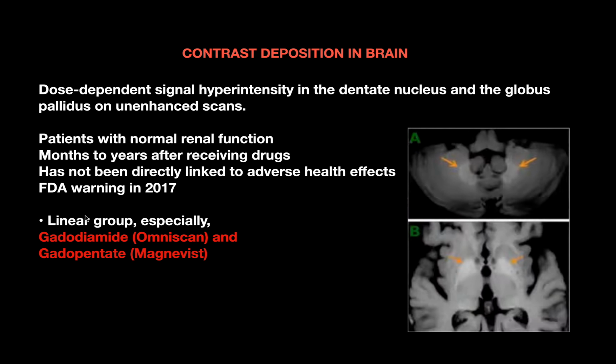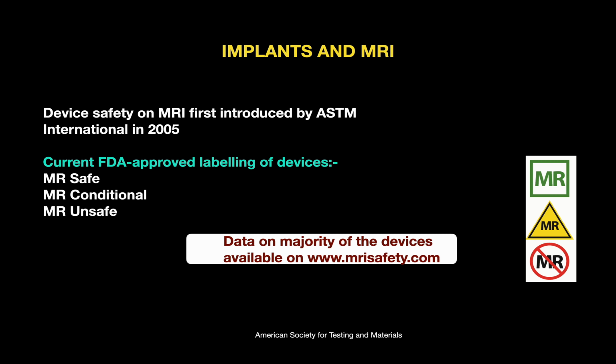So it can occur with the linear group, like gadodiamide and gadopentetate. Now let's talk about the implants and MRI.